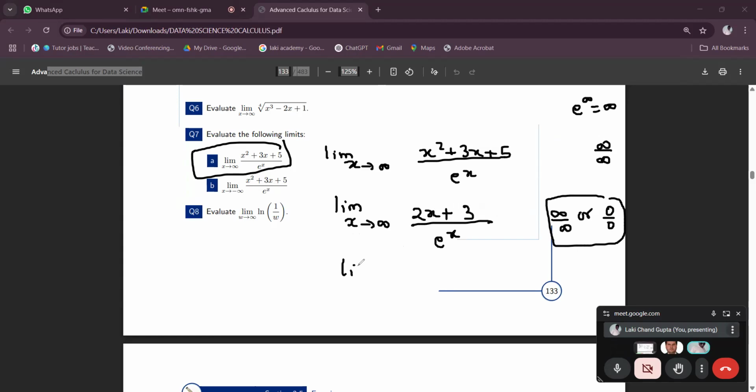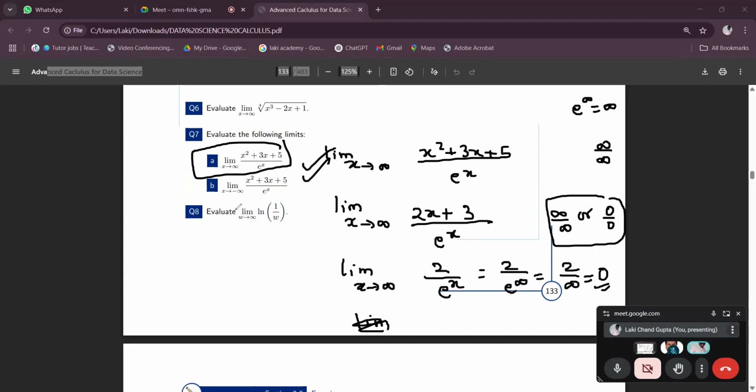Again differentiate this. So in the numerator you will get only 2. Now put infinity. When you put infinity, it is 0. So its value will be 0.